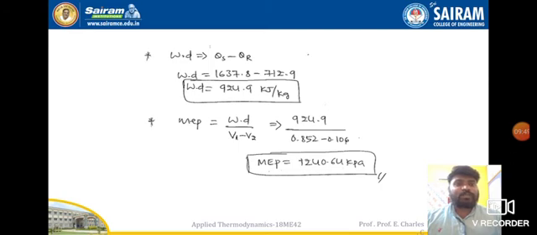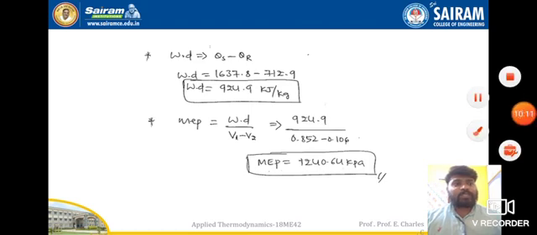And then the work done formula. Work done is QS minus QR. In that way we will find out the work done, and then mean effective pressure is equal to work done divided by V1 minus V2. With that we will find out the mean effective pressure values. So this is how to find out the different values under this Otto cycle. Thank you very much.